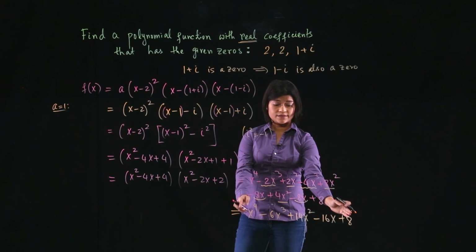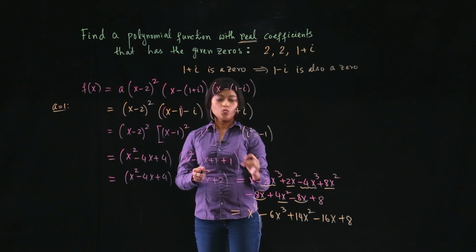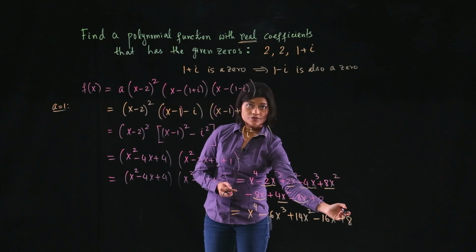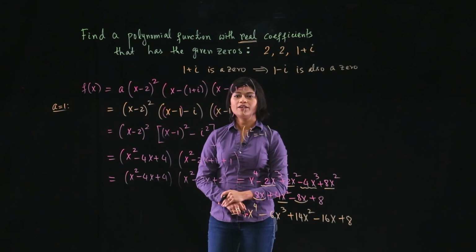So this is the final expression of a polynomial function with all real coefficients, and the zeros 2, 2, and 1 plus i.